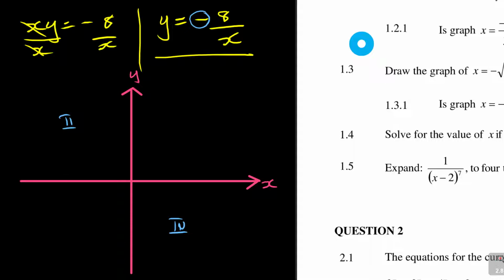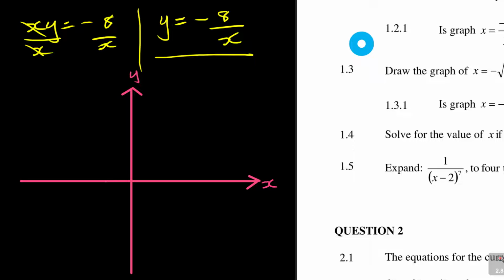So now when you're drawing your graph, expect your graph to be in those two quadrants. All right, so now when I'm drawing, this graph is going to be in a way here. Let me just take this off. It's going to be what? You can just choose any point, but it's not necessary here. When x is 1, y is -8.